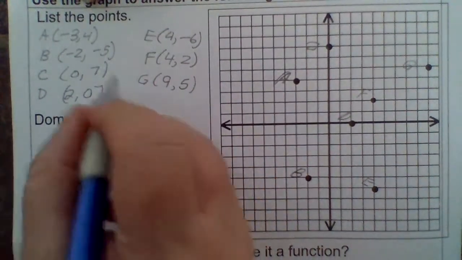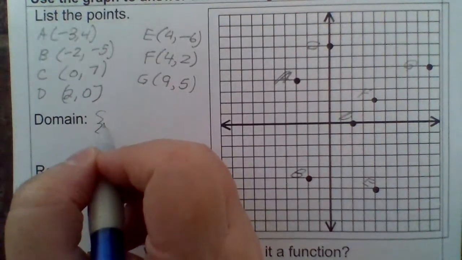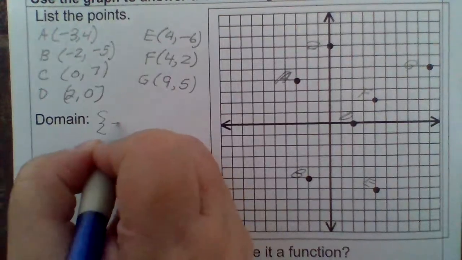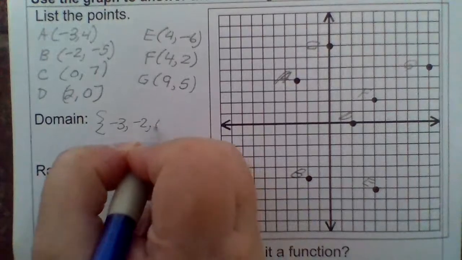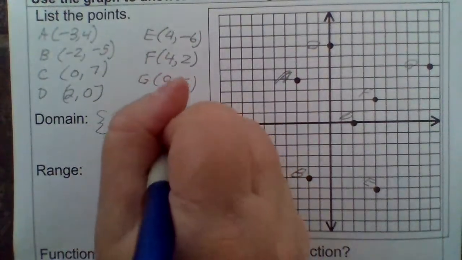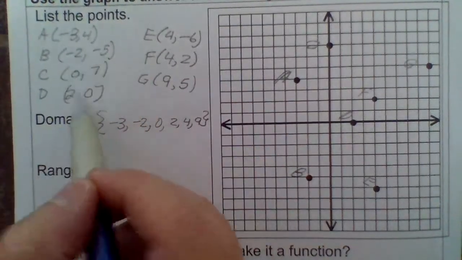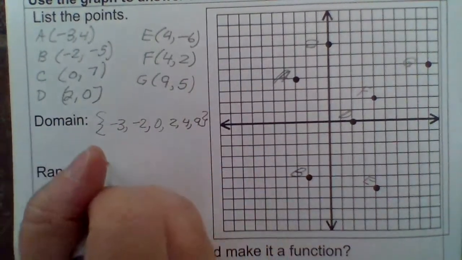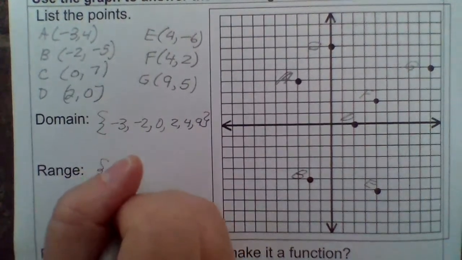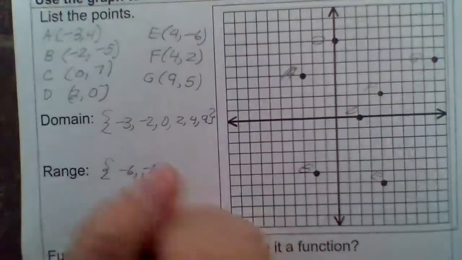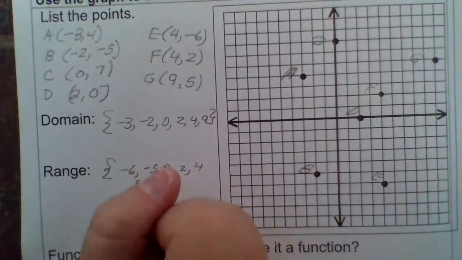Assuming that I did the points right, I'm going to list my x values in order from least to greatest: -3, -2, 0, 2, 4, and 9. And my x values are the first ones. And then my range, I'm going to list from least to greatest: -6, -5, 0, 2, 4, 5, and 7.